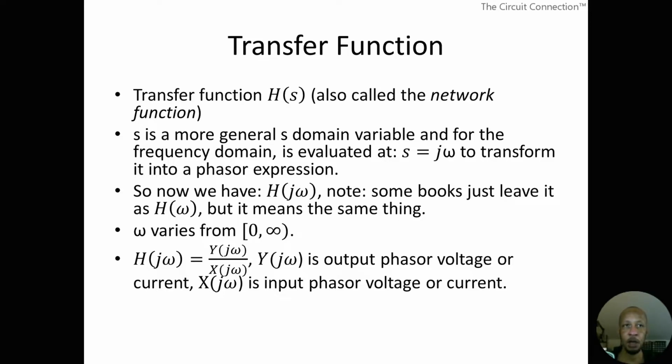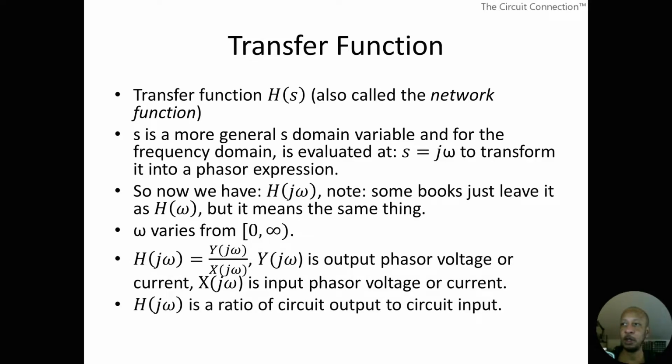Now, what are those? Y of JW is the output phasor voltage or current. X of JW is the input phasor voltage or current. So what this means is basically it's output divided by input. That's basically what the whole transfer function in and of itself is. And then last bullet point on this slide, H of JW is a ratio of circuit output to circuit input, which is basically what I just said. Okay, so that's just a repeat of that. That's just a summary point.